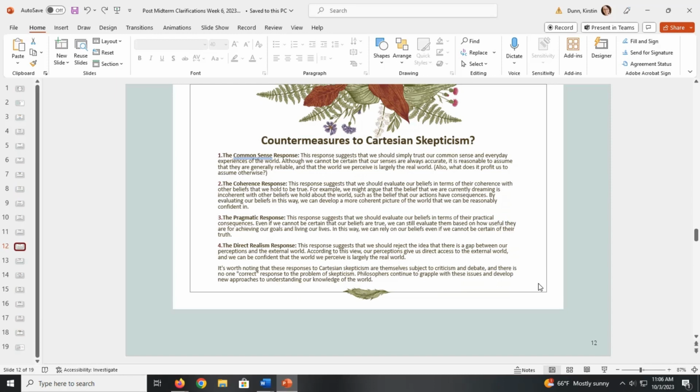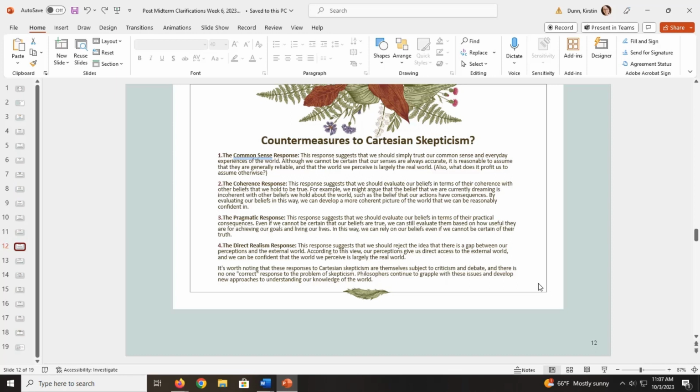However, fortunately, just when we were thinking that there's nothing we could count on and no way we could know if what we think is real, we have countermeasures to Cartesian skepticism. So the first one we're going to look at is called the common sense response. This response suggests that we should simply trust our common sense and everyday experiences of the world. Although we cannot be certain that our senses are always accurate, it is reasonable to assume that they are generally reliable and that the world we perceive is largely the real world. Also, what does it profit us to assume otherwise?